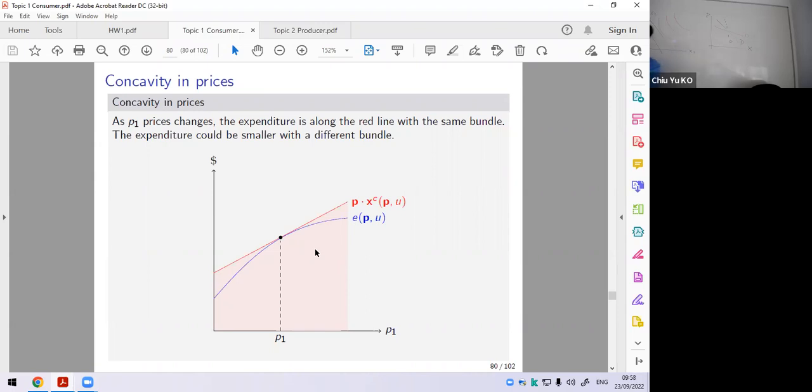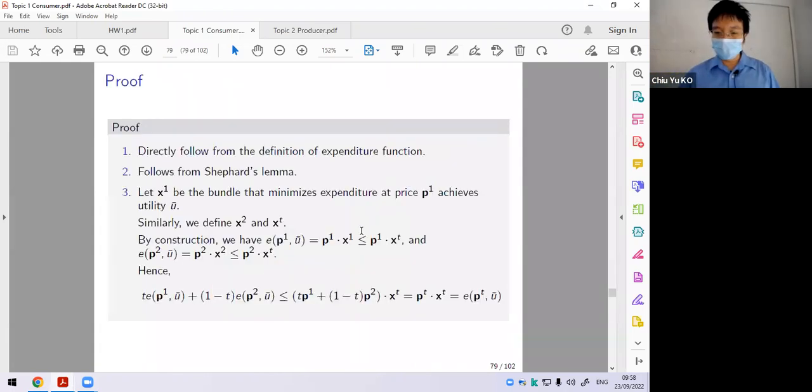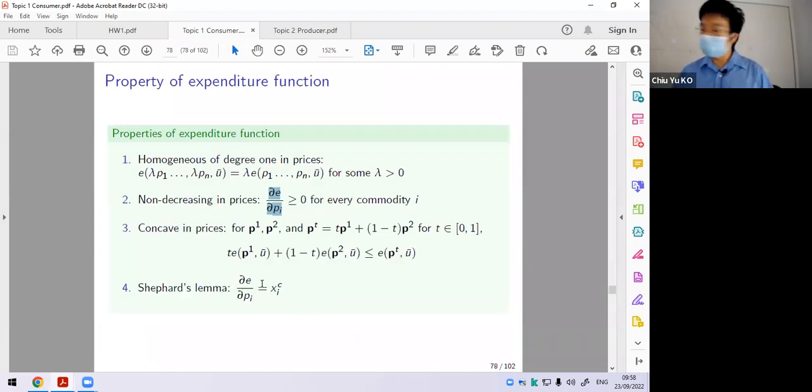Okay, and also you can see when I draw this graph, the tangent point. It's not surprising given we have the property, Shephard's lemma, right? Which is not surprising, right? When you differentiate, changing the P is the same as the consumption.